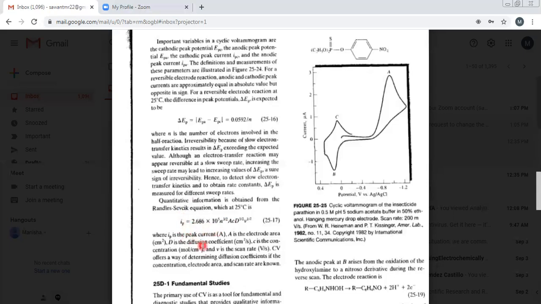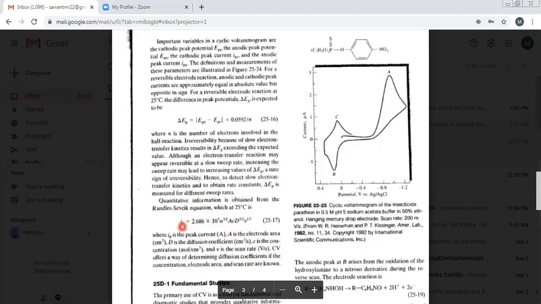IP is the peak current, A is the electrode area. So when we select a solid, stationary electrode, A denotes its area in centimeters square. D is the diffusion coefficient in centimeters square per second. C is the concentration and nu is the scan rate. So cyclic voltammetry offers a way of determining the diffusion coefficient if the concentration, electrode area and scan rate are known.